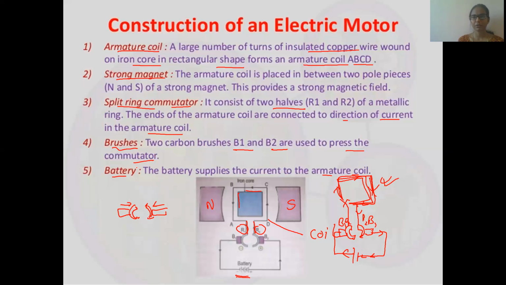The magnetic field we provided using north and south poles, and the rectangular coil is connected with a number of turns, and the free ends of that coil are connected to the split rings. Those split rings, the commutator, are pressed together by the brushes, and the brushes are connected to the battery, so that current passes from the positive end to brush B1, again to R2, like this, based on which direction we connected the current. Right, children, the construction is clear, I hope?